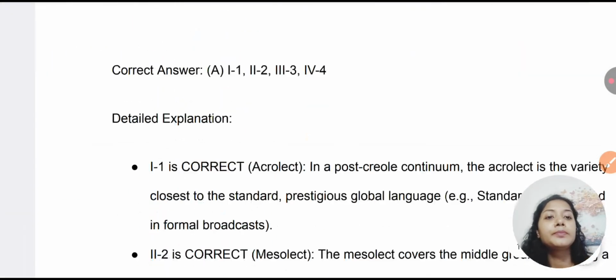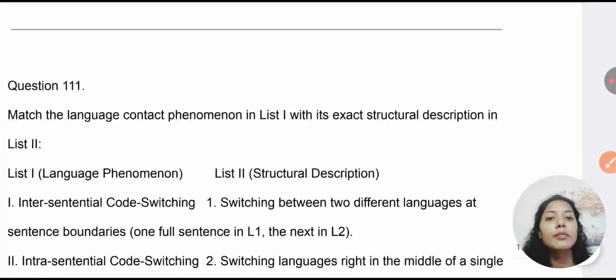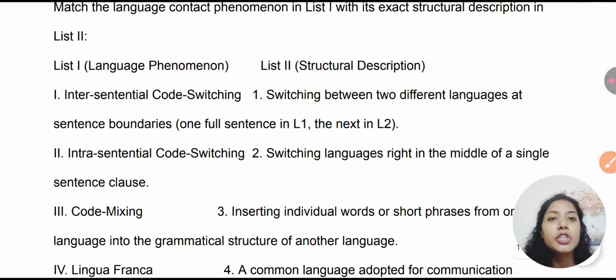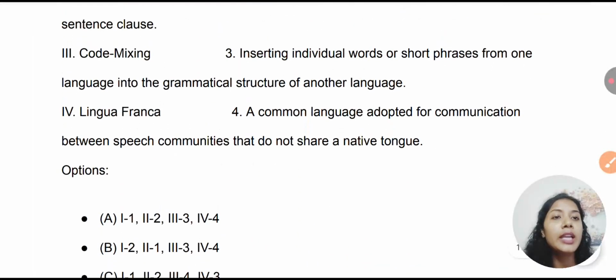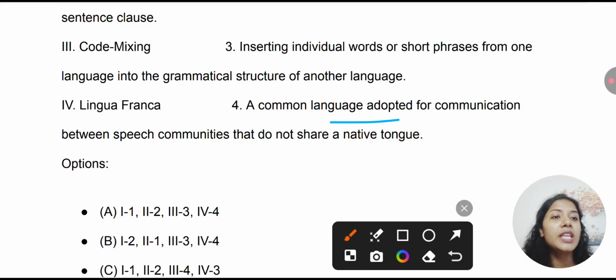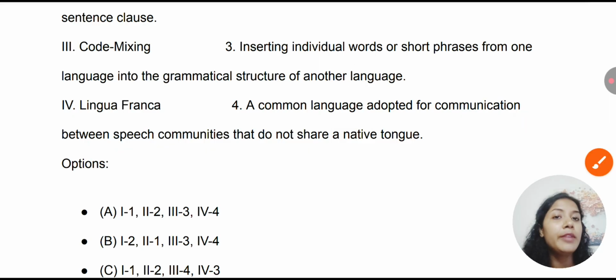So I think we have finished. Code switching, code mixing. Lingua franca is a common language adopted for communication between speech communities that do not share a native tongue. Okay.